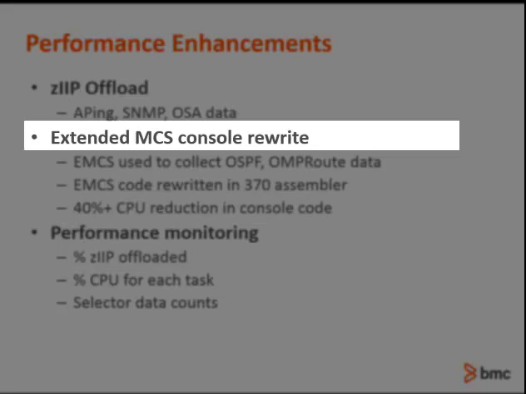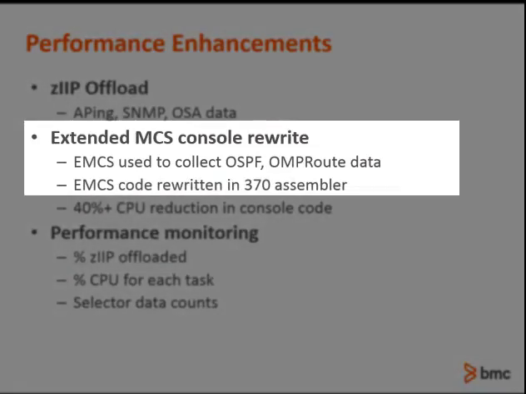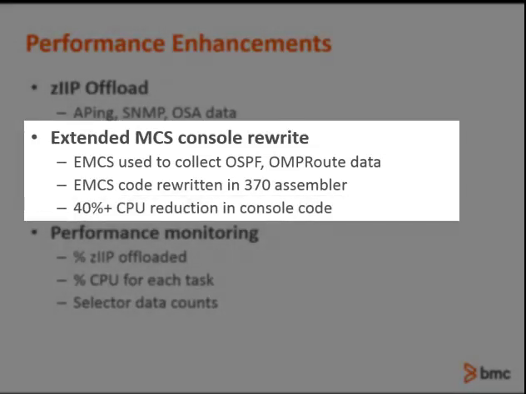MainView for IP uses the extended MCS console to collect data, including OSPF and OMP route data. With this new release, the console code has been rewritten in 370 assembler to improve performance. We have seen over a 40% reduction in CPU usage in the new console code.